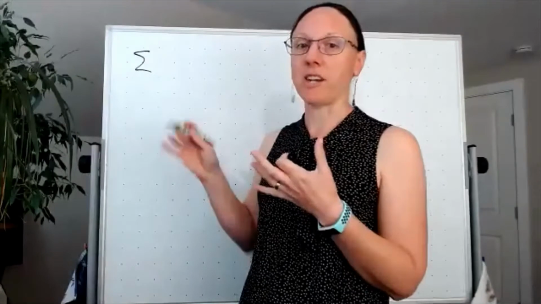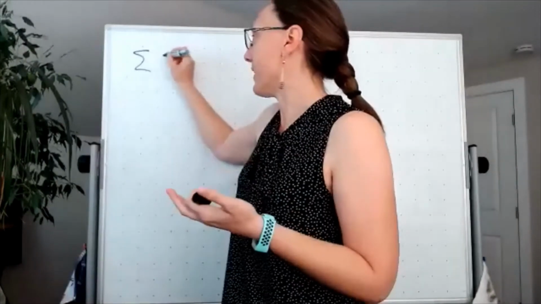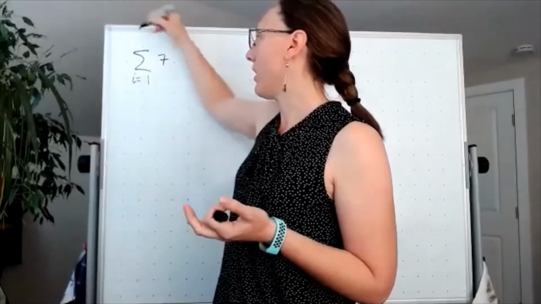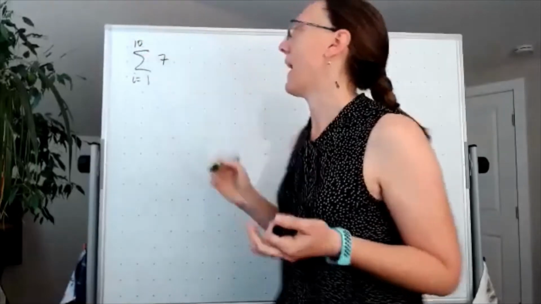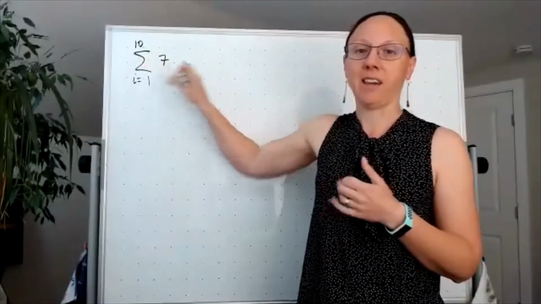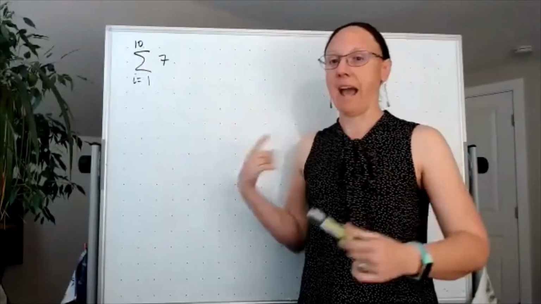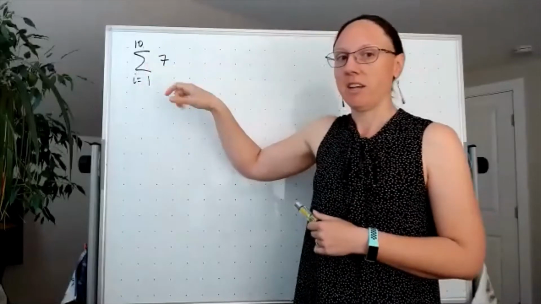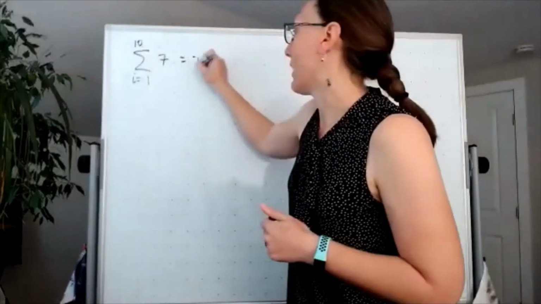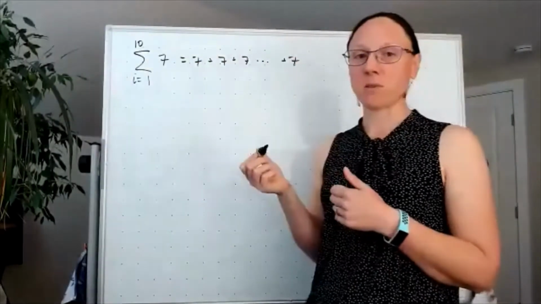The first one that I'll mention is if I've got sigma notation and a constant. So let's say I've got 7 and I'm going from i equals 1 to 10, just for fun. Notation wise, this is saying my argument here is 7, and I'm going to write that down, adding it up because I've got a summation, starting with the first term and going to the 10th. So this would look like 7 plus 7 plus 7, all the way out there 10 times.